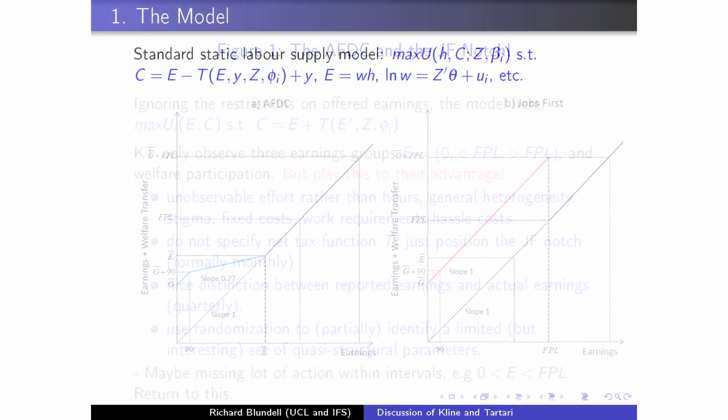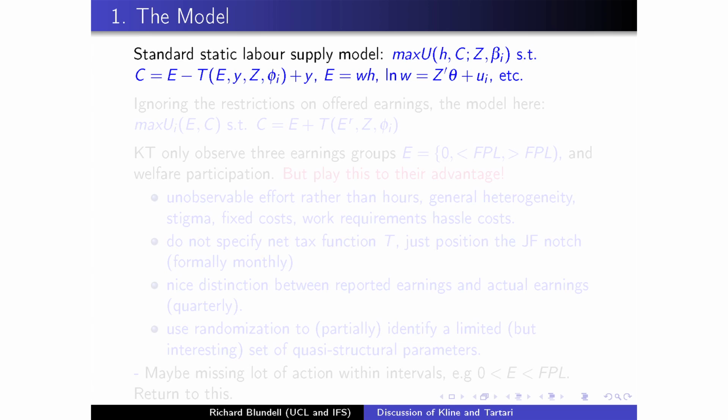So let me think a little bit about the first issue, the standard labor supply model. Typically we put hours and consumption in, we have some observables, and we have typically a very limited amount of heterogeneity. And we have a budget constraint: consumption, a tax function, and earnings, which is equal to wages times hours of work, a log wage equation, a lot of stuff. You didn't see any of that here at all. So what's going on?